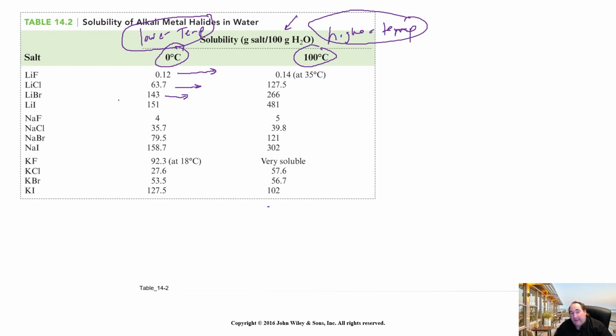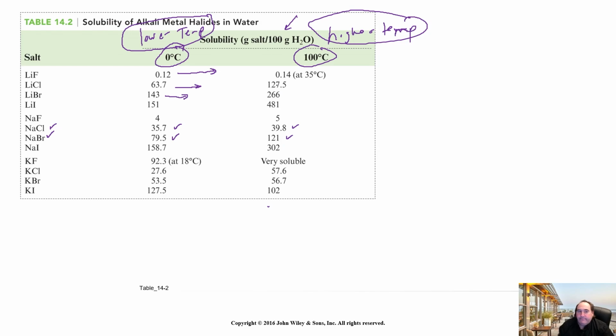Lithium chloride, 63 grams, and it goes up to 127 grams at 100. We'll look at our sodium chloride here, 35.7 grams at 0 degrees and 39.8 grams at 100 degrees. So this is the same amount of water in each case, and that means that we could dissolve each of those things. Our sodium bromide, for example, 79.5 and 121 grams at 100.